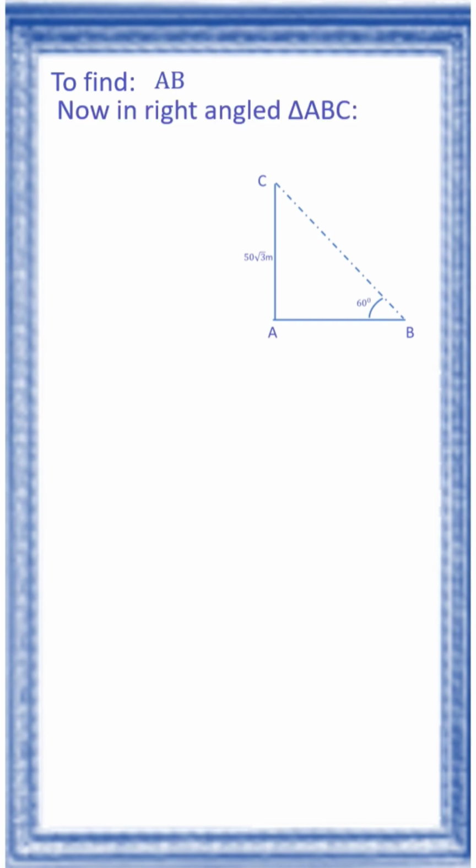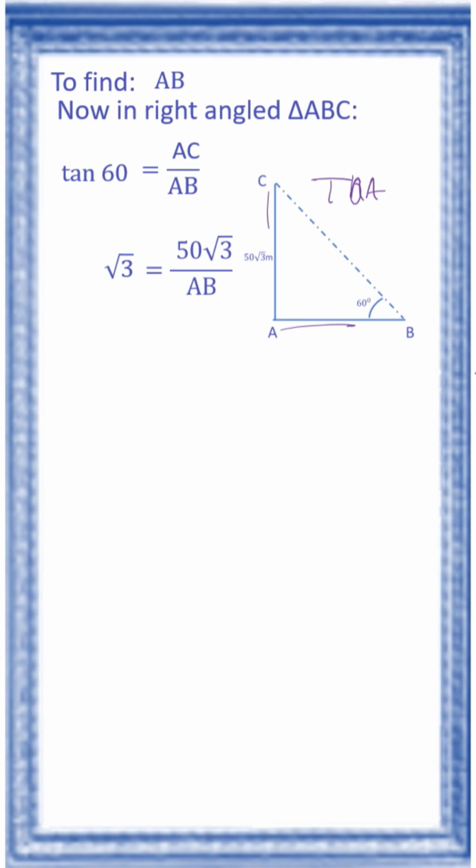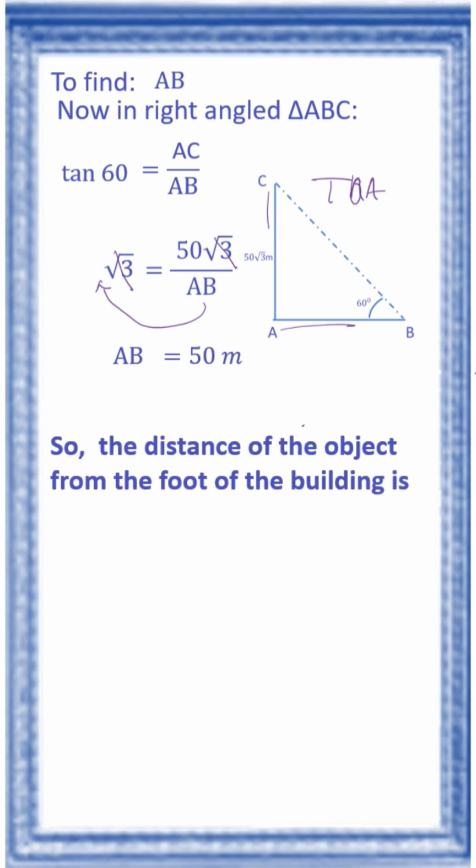So in right angle triangle ABC, tan 60, because TOA is opposite and adjacent. We are dealing with only these two sides. So tan 60 is opposite by adjacent. Here opposite is AC, adjacent is AB. Tan 60 is root 3 as we know, isn't it? AC is given as 50 root 3 meter. AB we have to find out. Here root 3 and root 3 get cancelled. So AB is equal to 50 meter. Then the distance of the object from the foot of the building is 50 meter.